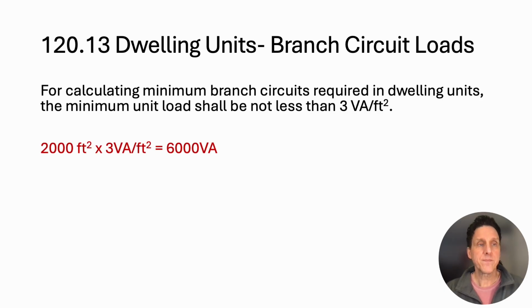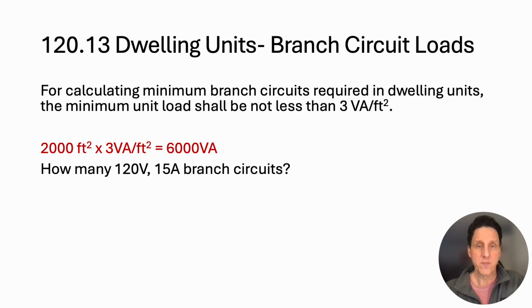So for an example, if we go back to that 2,000 square foot dwelling times the unit load of 3 volt amps per square foot, 6,000 volt amps, that's the number we use. 6,000 volt amps is the value we use to determine the number of branch circuits. We don't use 4,000 volt amps, right? 4,000 volt amps could be used to calculate the size of the feeder or service, but not the number of branch circuits. So for this example, we'll ask how many 15 amp branch circuits. You might install 20s, that's fine, or a combination of 15s and 20s. Doesn't matter. Just one example of many.